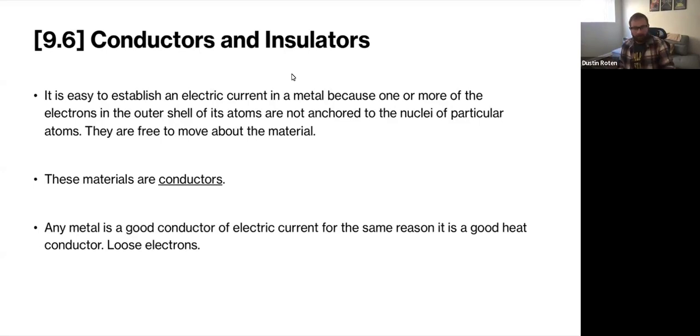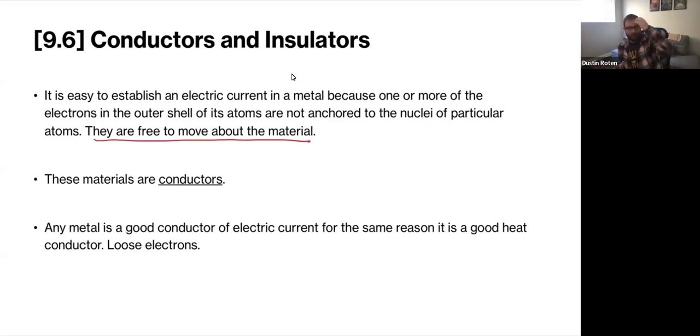So typically in a metal, it's easy to establish an electric current. That's why we use metal in wires and wiring. But it's easy to establish an electric current because one or more of the electrons in the outer shell of the atoms are not anchored to a nucleus. So essentially they have free electrons that can move throughout the material. And we kind of talked about this already in the previous lecture.